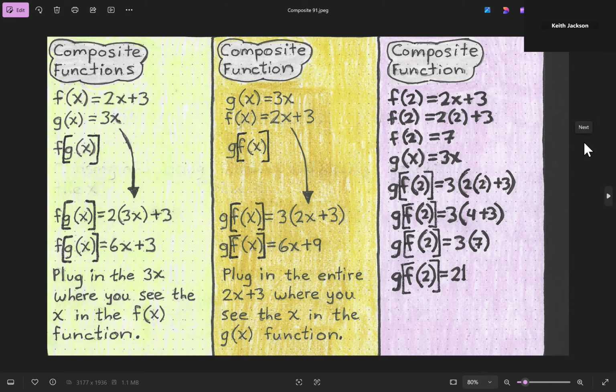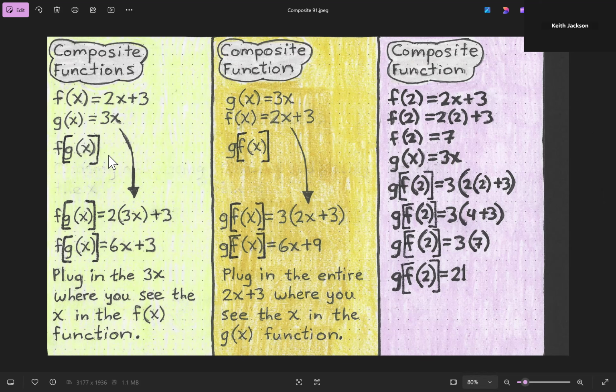We're just going to show you how we can set up a composite function. So let's say, for example, we have f of x is equal to 2x plus 3, and g of x is equal to 3x. And the question is, what is f of g of x? Now don't run away from me. Stay with me now. I'm just going to show you how we're going to do this.